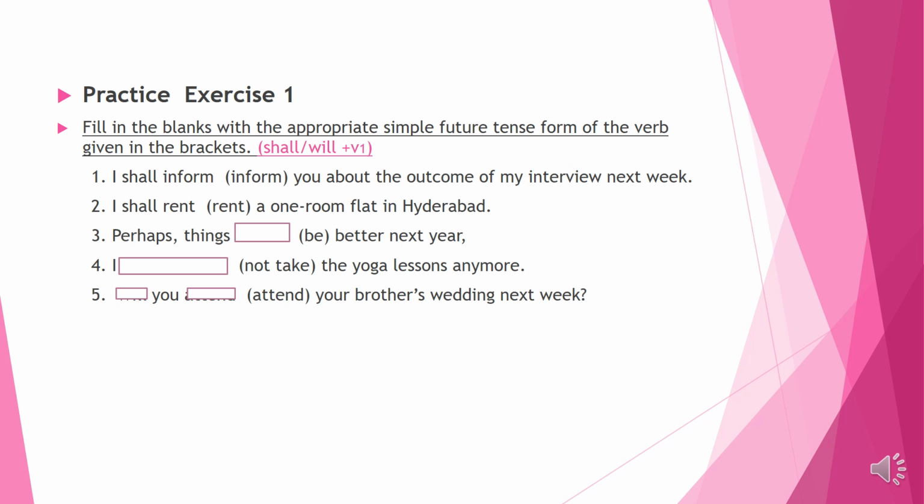Number 3, perhaps things dash be better next year. Here the bracket word is be. So answer is, subject is things. After things we use the word will. So we can write perhaps things will be better next year.